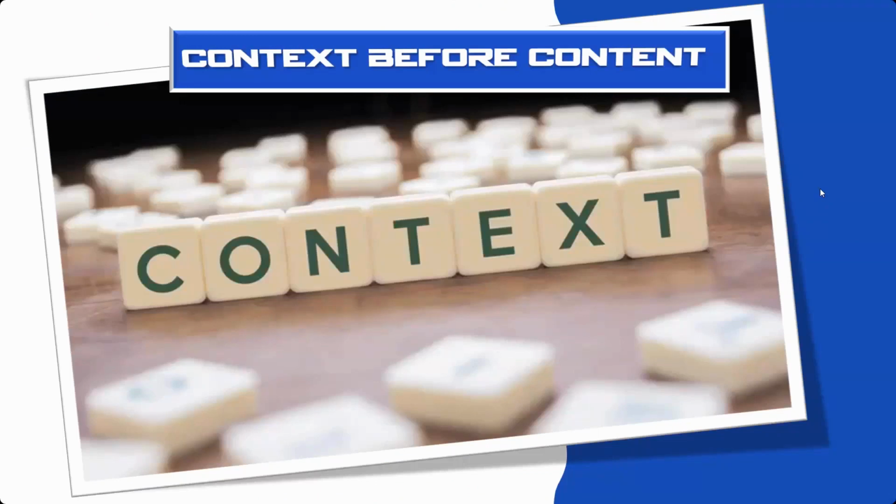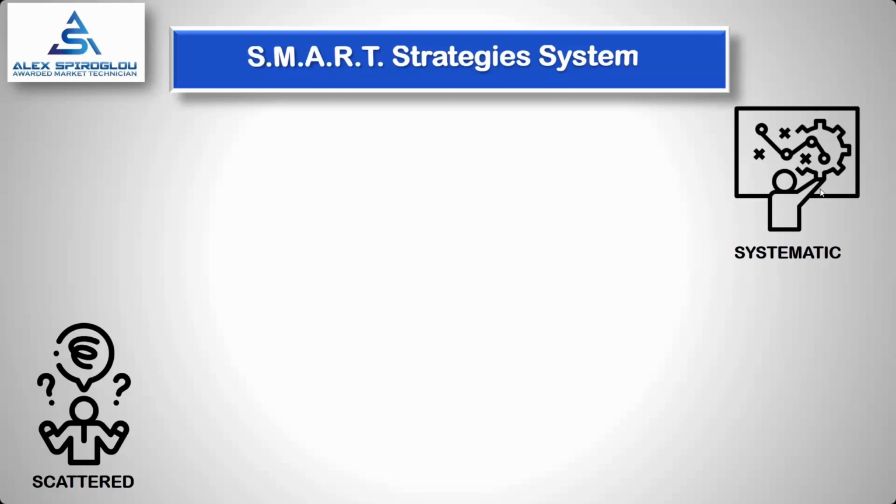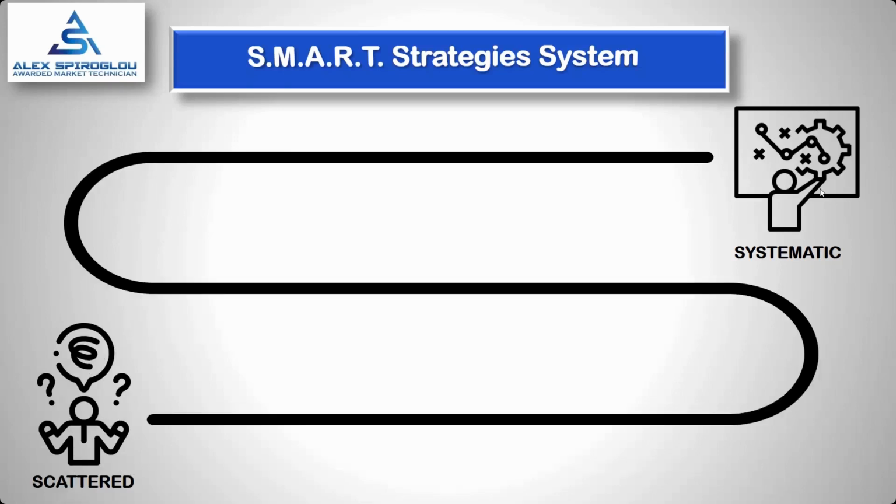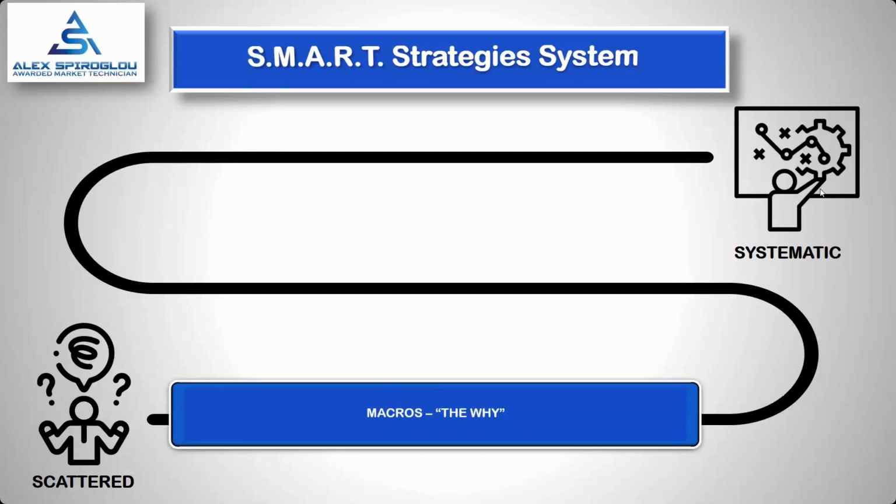First of all, context before content, because I always like to show people the big picture, where today's presentation fits in. How do we go from having a scattergun approach to analysis and trading, to being very systematic? The Smart Strategy System, which is one of the systems I use for the Smart Trader System, helps you with this, to go from being scattered to being systematic. So what is the roadmap? There are 3 stages. First of all, I look at the macros. I try to combine both technicals and fundamentals. That's where I have a multiple time frame, multiple factor approach.